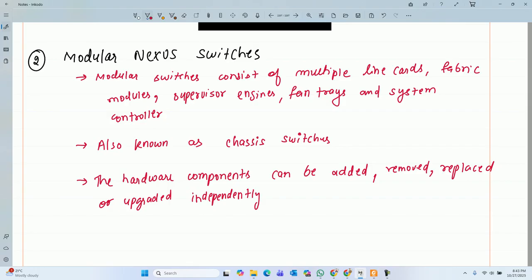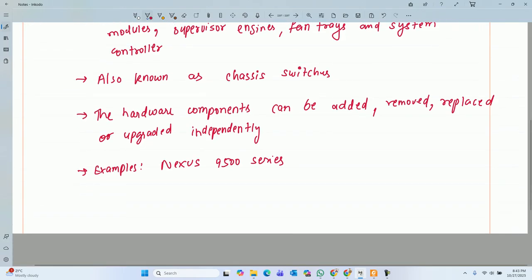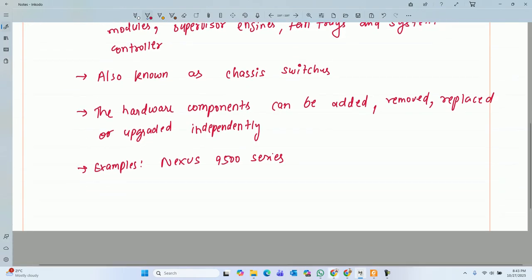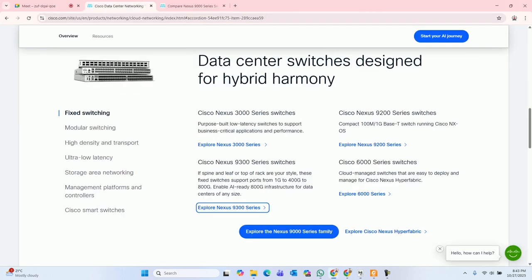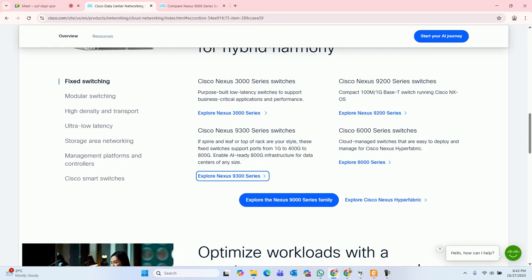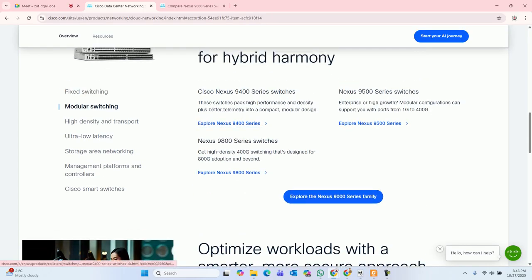We'll come to this part. We'll see how these switches look like. For example, we have the Nexus 9500 series. Nexus 9500 series of switches we have in this modular. Here, Cisco data center modular switches, 9500.